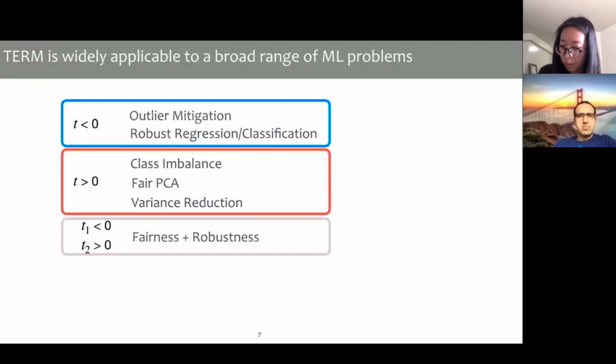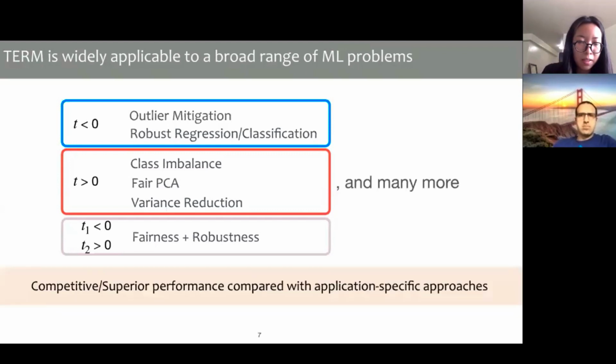And we also show that we can use tilting at different hierarchies to achieve both fairness and robustness at the same time. And in the experiments, we show that TERM is competitive with or outperforms several state-of-the-art application-specific baselines. And next, we're going to discuss a couple of the examples in more detail.